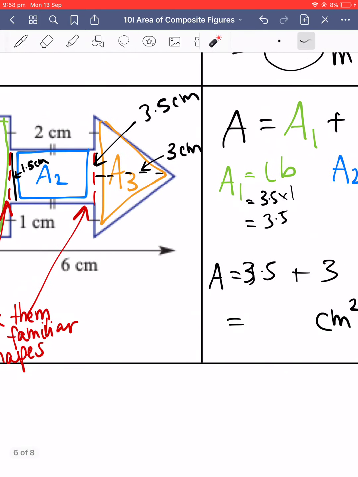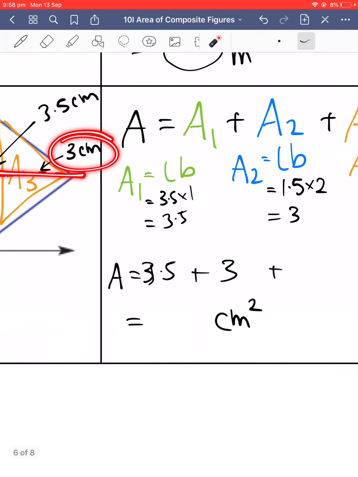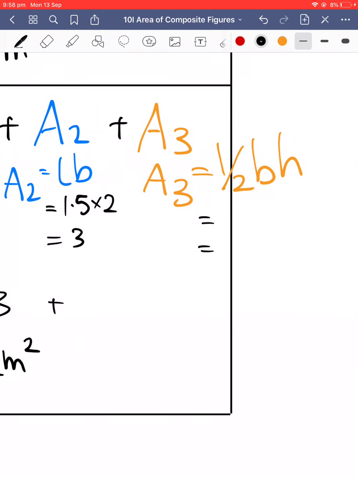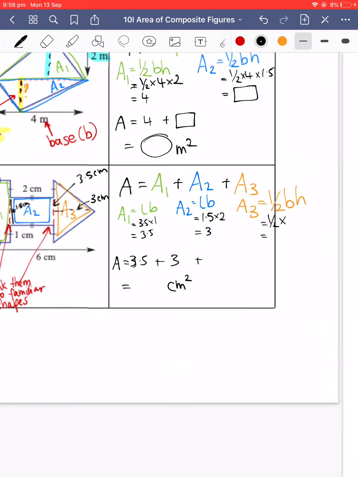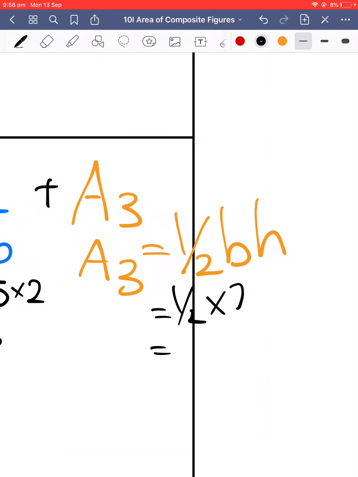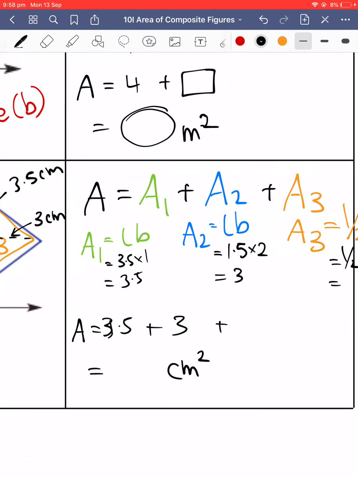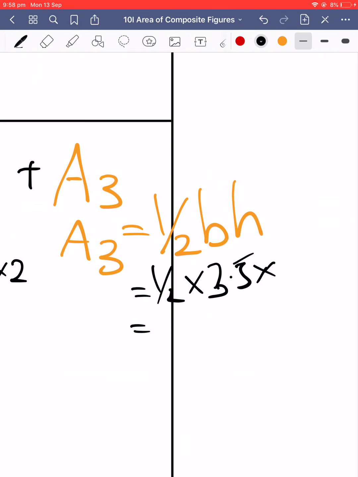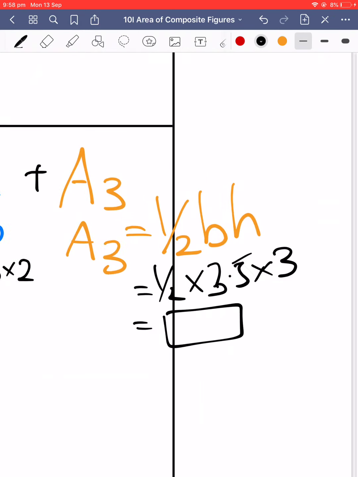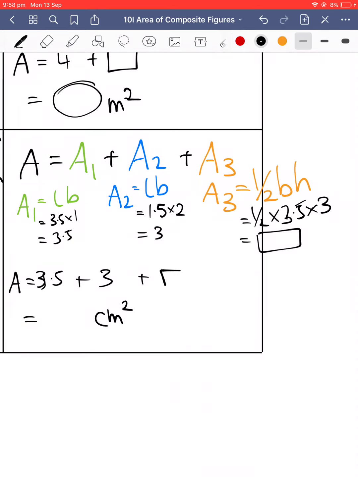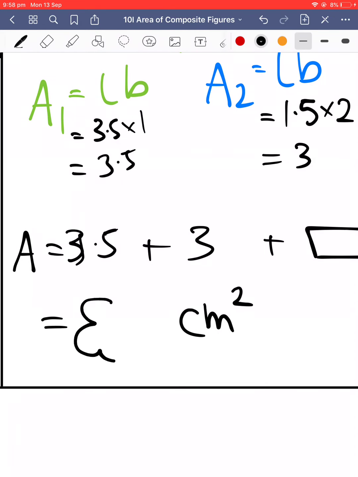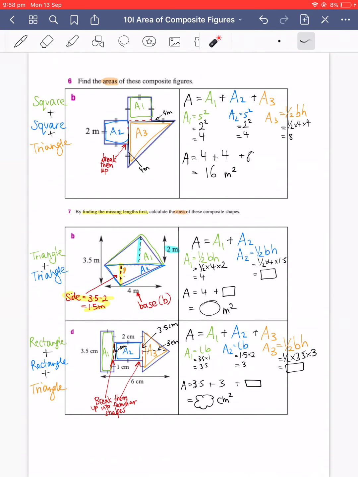I have my base number here, which is 3.5, and my height, which is 3. So let's substitute that in. So I've got half multiplied by my base, which was 3.5, multiplied by my height, which was 3. And whatever that number is, can't be bothered thinking about it now. Apologies, gents. You will then add all of those 3 numbers together because that's what the shape has required you to do. You add all of those together to get your answer there.